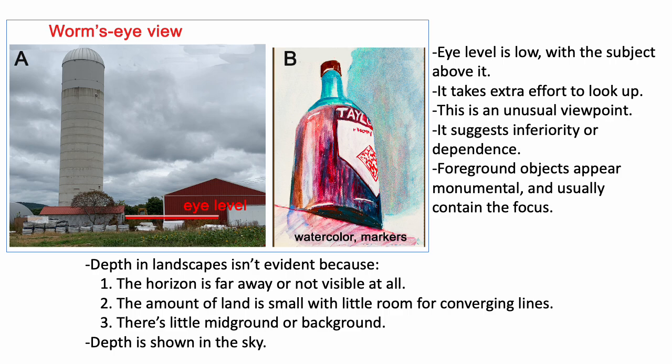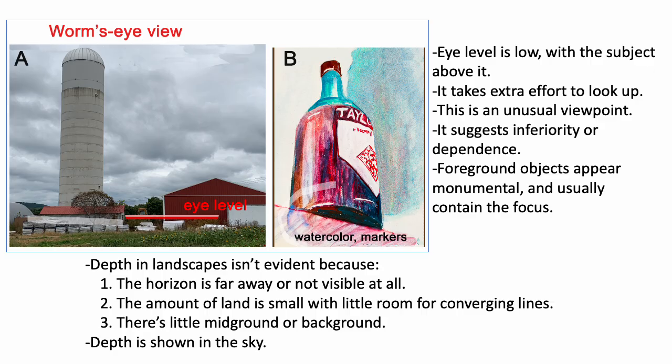Eye level is low in this worm's eye view of the silo, which is above us. This view requires extra effort because it's uncomfortable looking up, because our eyes encounter our upper eyelid unless we tilt our head up. And it's an unusual view where we see the undersides of things. The view may suggest inferiority or dependence, like looking up at your boss.